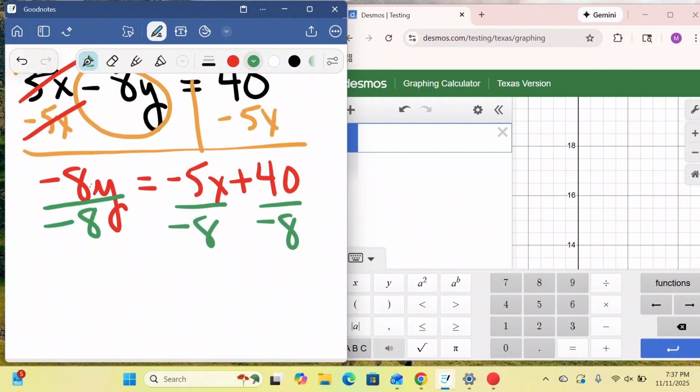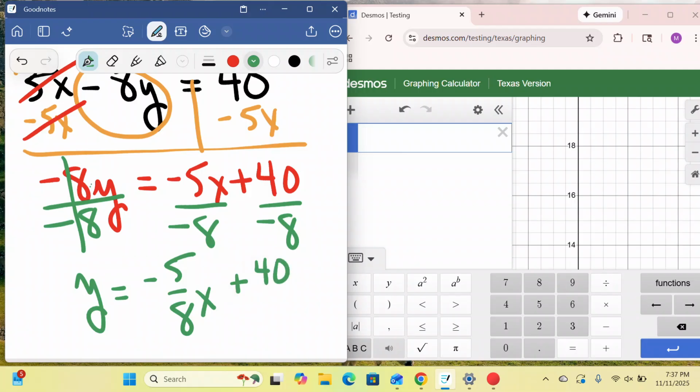So negative 8 divided by negative 8 is just 1y by itself, that cancels out. So then y equals negative 5 over negative 8 x. And then I have a positive 40 over negative 8. And again, I don't even have to simplify it. I almost forgot my negative, because it's a negative 5 and a negative 8. So once again, I don't have to simplify it because Desmos does the work for us.